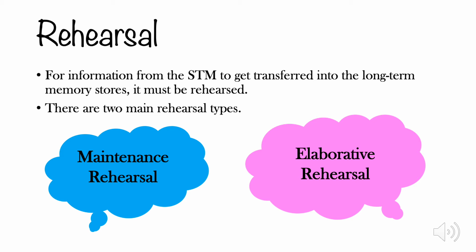Every time we get information into the short-term memory, we have to rehearse it in order for it to move on to the long-term memory. Without doing this, it gets forgotten. So there are 2 main rehearsal types. The first is maintenance rehearsal and the second is elaborative rehearsal.